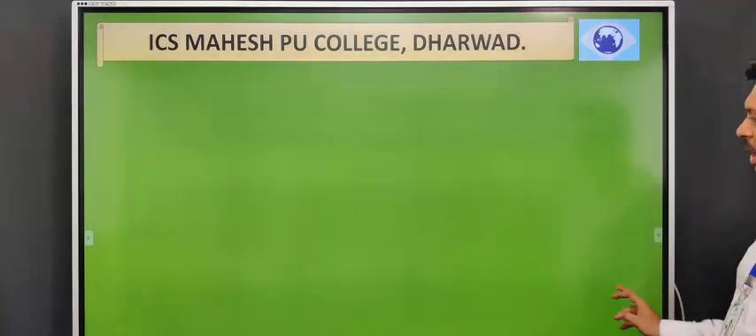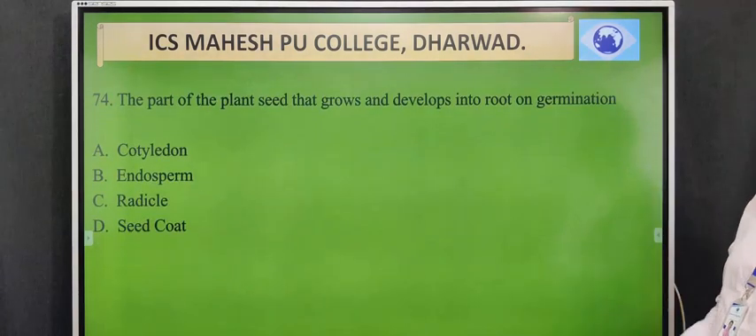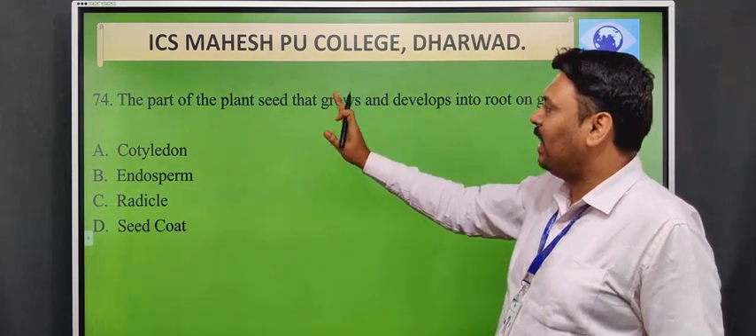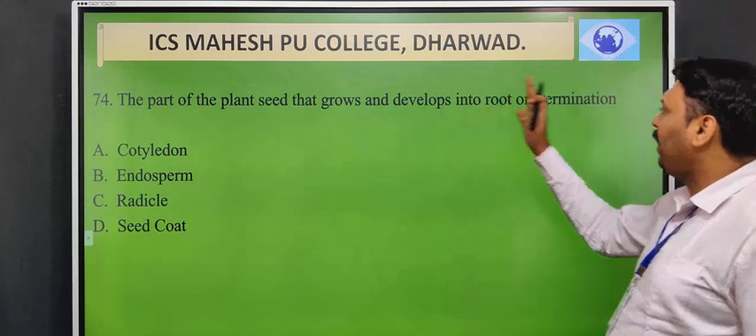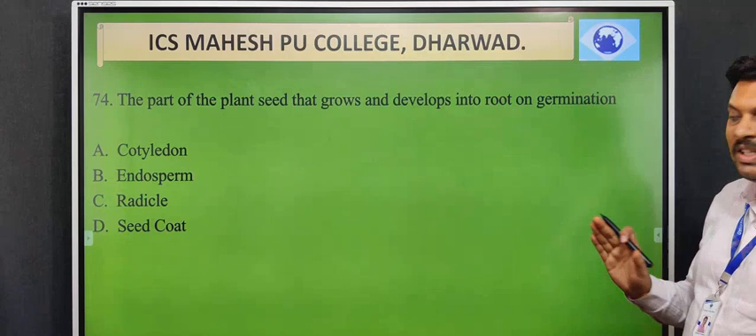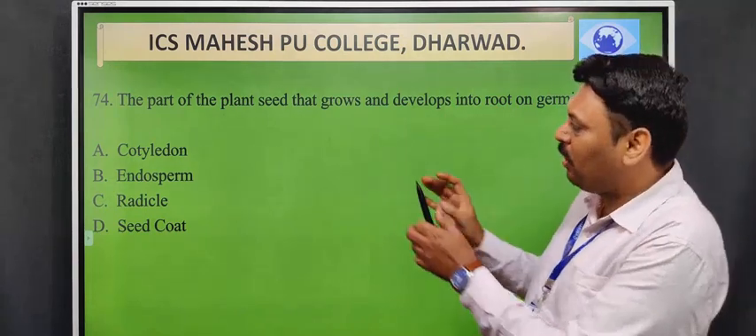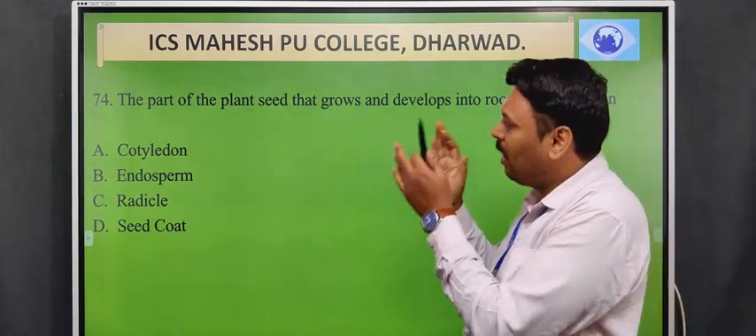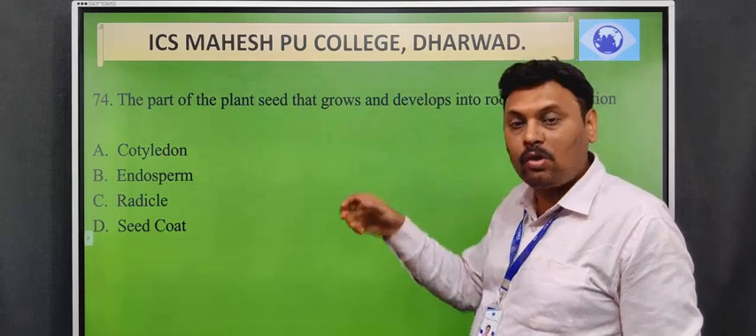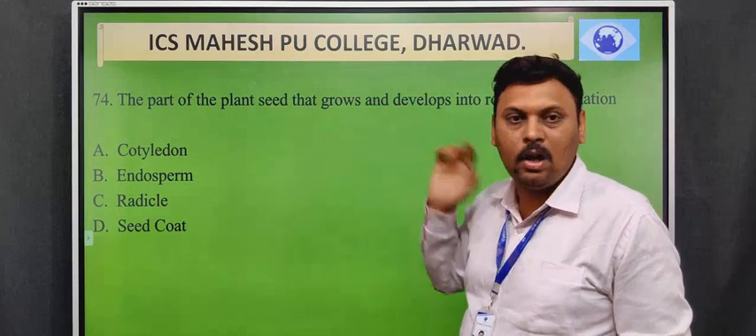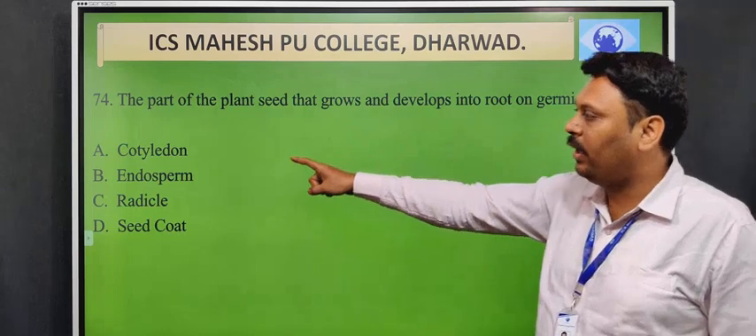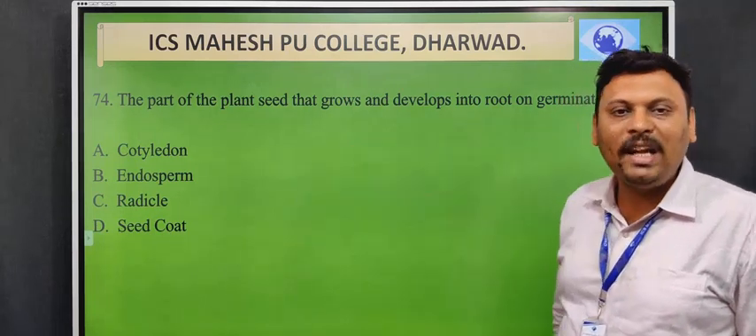Then come to the next question. The 74th question: the part of the plant seed that grows and develops into the root on germination. They are concentrating on the root, asking which part grows first as the root. The 4 options they have given are cotyledon, endosperm, radicle and seed coat.